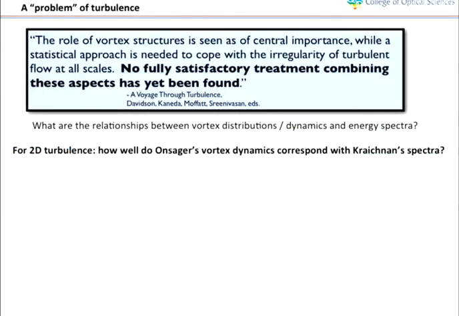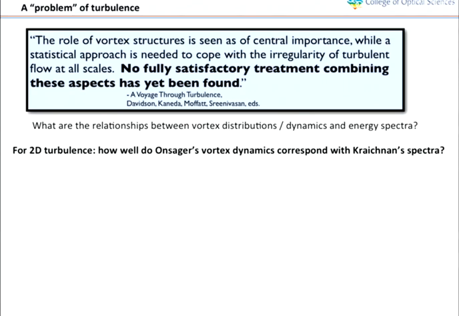Okay, so how might we characterize the problem of turbulence? I like this quote from a recent book called A Voyage Through Turbulence. "The role of vortex structures is seen as of central importance, while a statistical approach is needed to cope with the irregularity of turbulent flow at all scales. No fully satisfactory treatment combining these aspects has yet been found." In other words, what are the relationships between vortex distributions and dynamics and energy spectra? And this is at the heart of what we're trying to do in quantum mechanics.